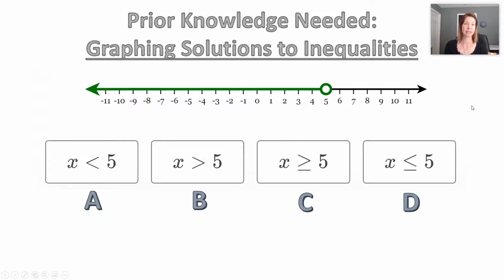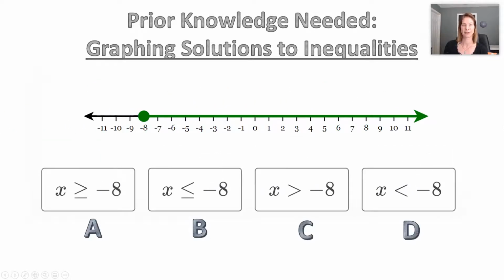Last thing I'm expecting you to already kind of know is how to graph an inequality. So which of these match the graph? Well, on this one, we have an open circle, so we're going to ignore C and D because the little equal to line tells us shaded in, and we look over here. Everything less is graphed, so therefore all values less, which is A.